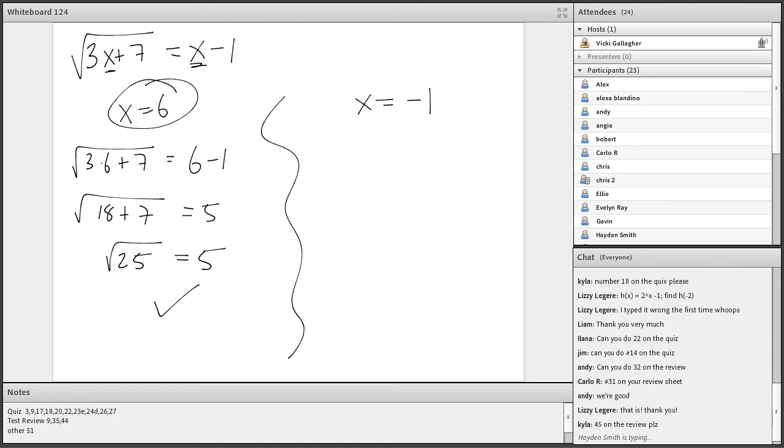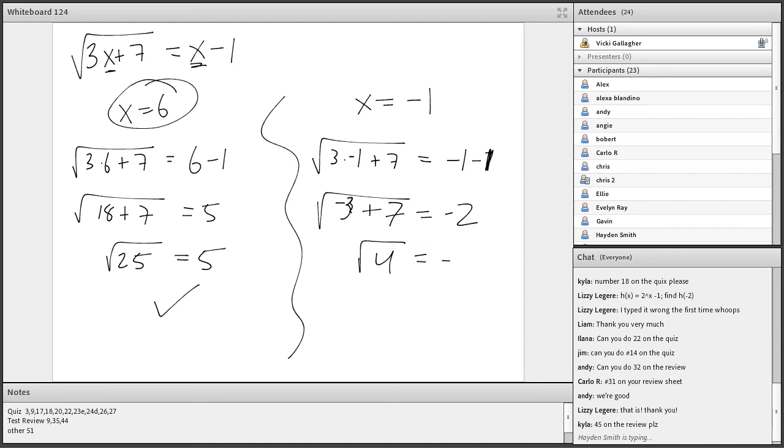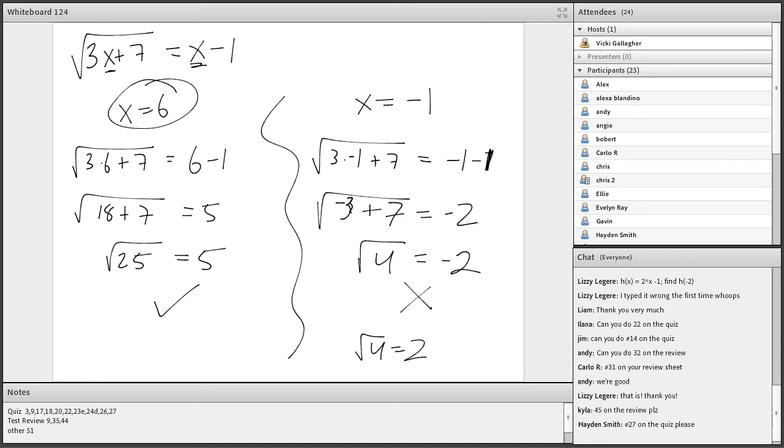Next, I'm going to check -1. So 3 times -1 plus 7, -1 minus 1. It's -3. Oh my goodness. -3 plus 7 equals -2? That's the square root of 4 equals -2. Now that is not correct. The square root of 4 equals +2. And so since I got a square root equal to a negative, we're actually going to say -1 is not an answer.